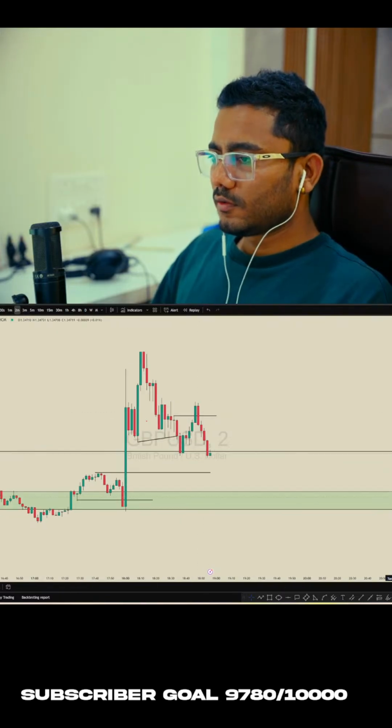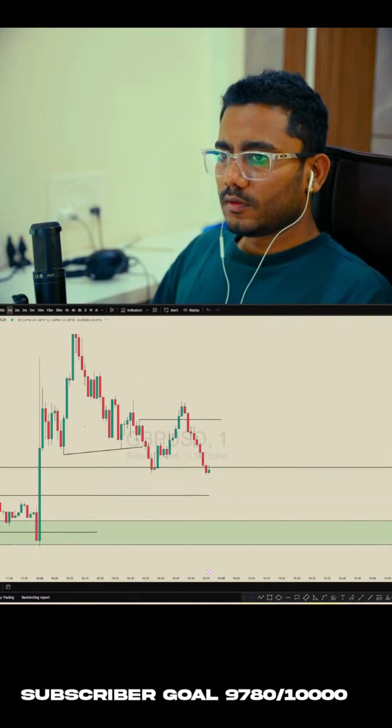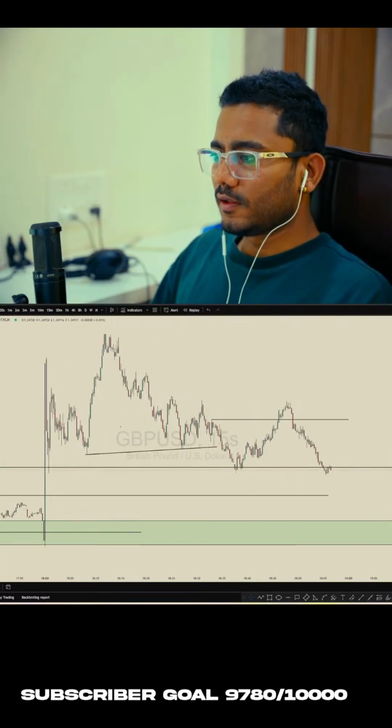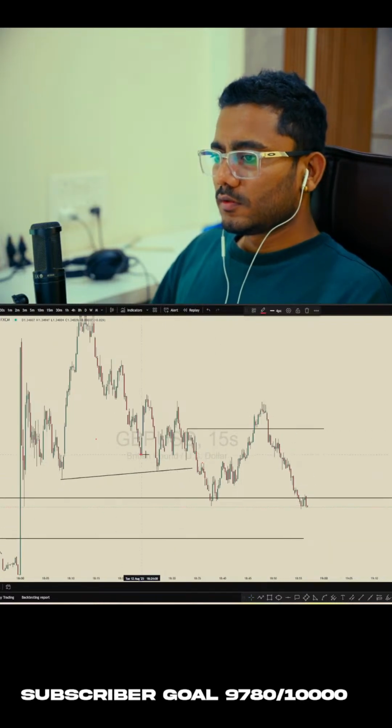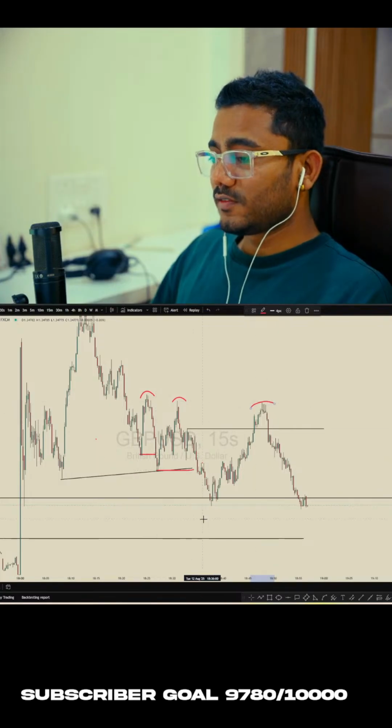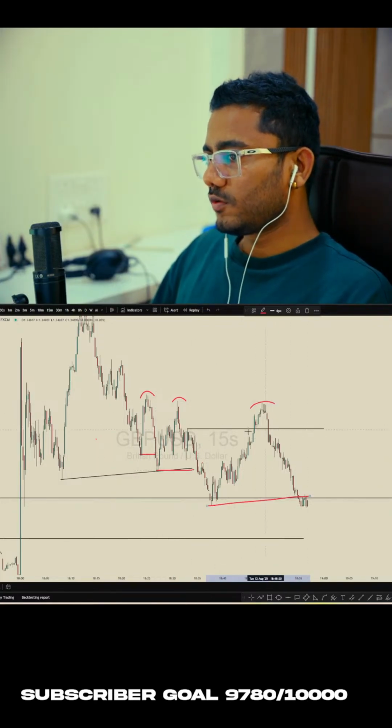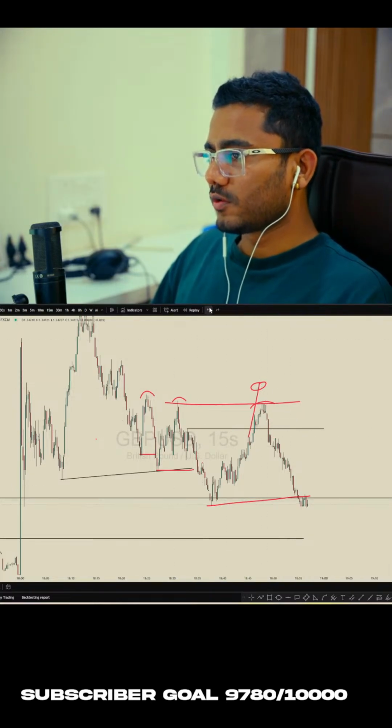Here, if you go to 30 seconds, we can see there was this order block here. Lower high, structure break, this is still a lower high. So at least we want price to break this high, then only can we confirm that it's now going to the upside.